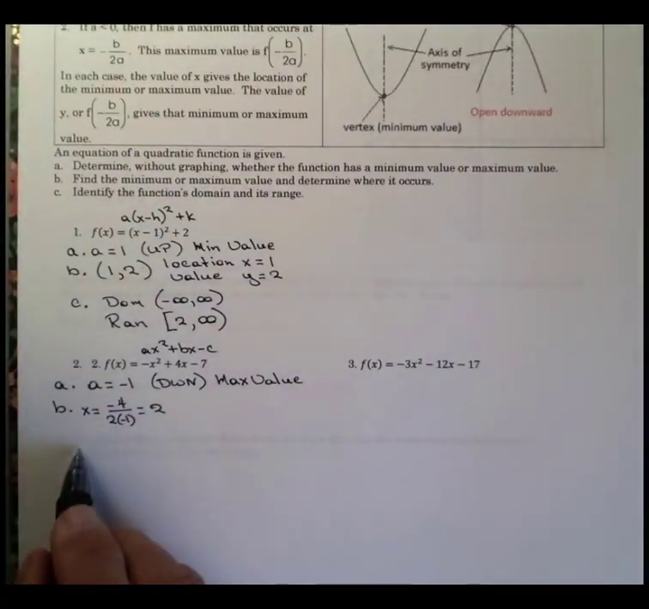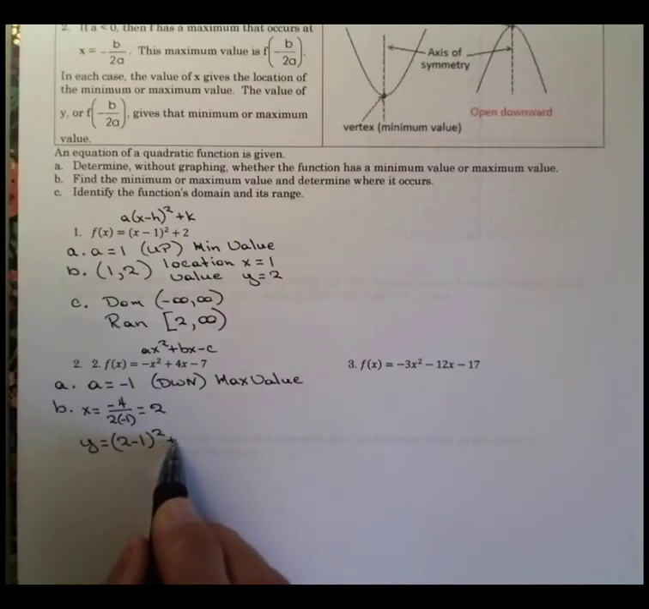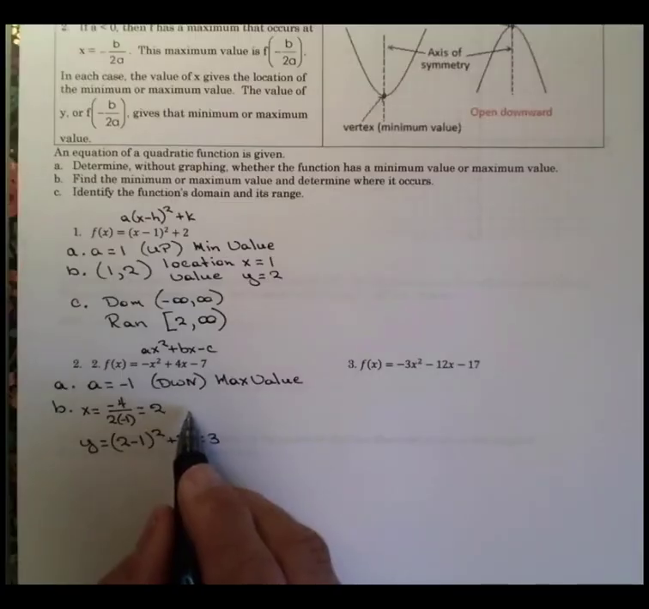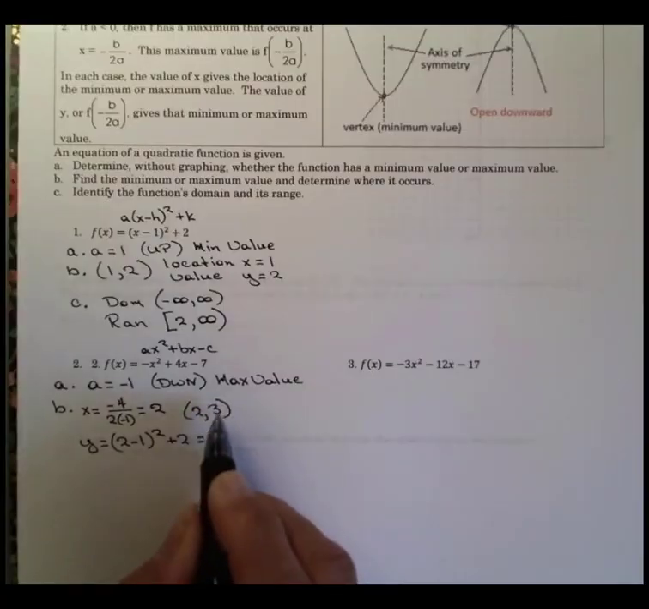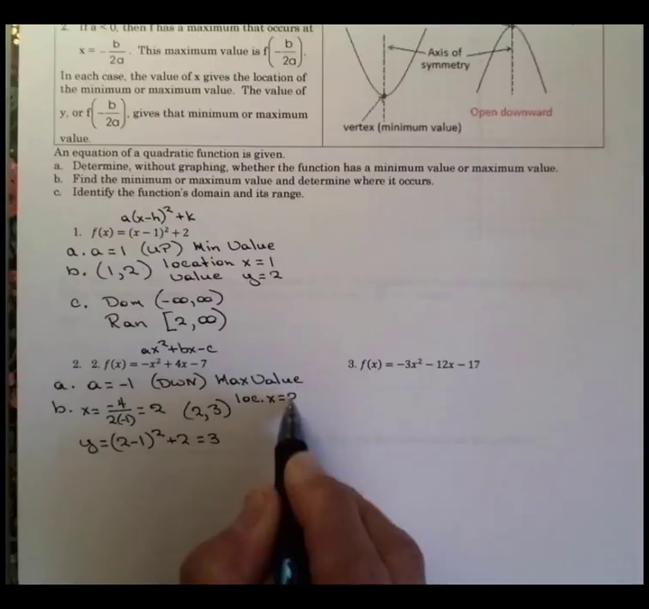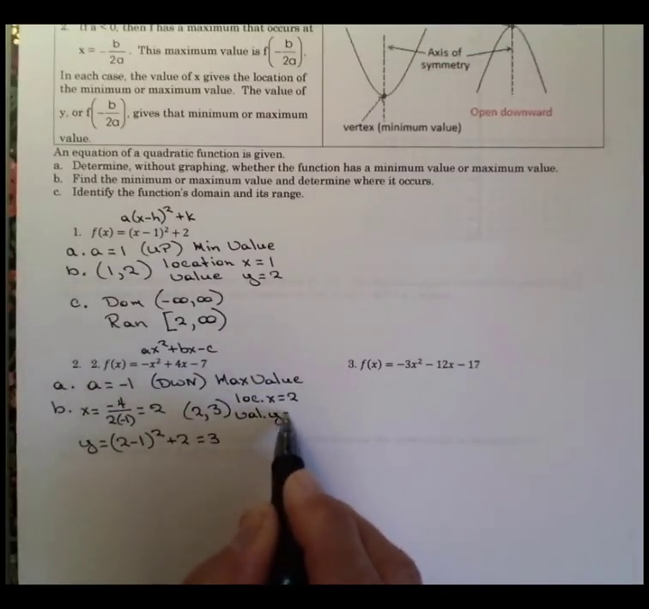And let's see what y is equal to. When I put an x value of 2 in here, I'm going to find y is equal to 2 minus 1 squared plus 2. And 2 minus 1 is, of course, just 1. So that's 1 squared, which is 1, plus 2, well, that's just 3. So here is my vertex. It's going to have (2, 3) as the vertex. It's going to have a location of x is equal to 2. And it's going to have a value, if you're asked that question, of y is equal to 3.